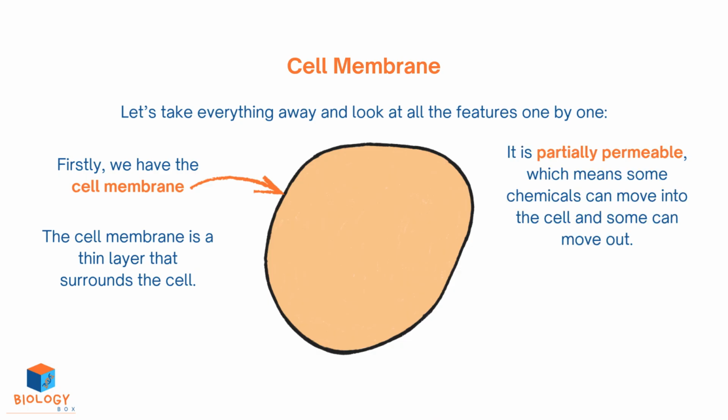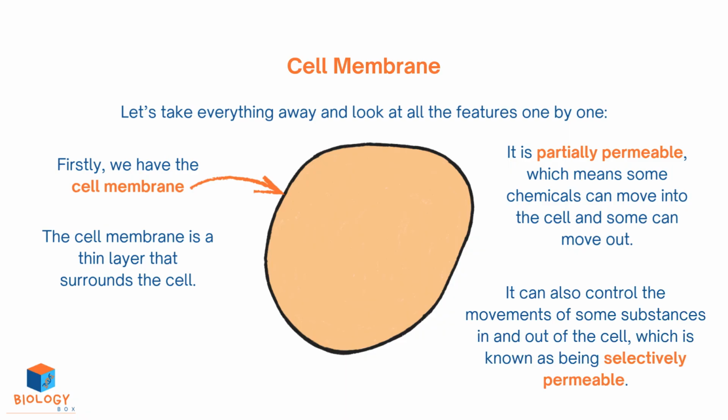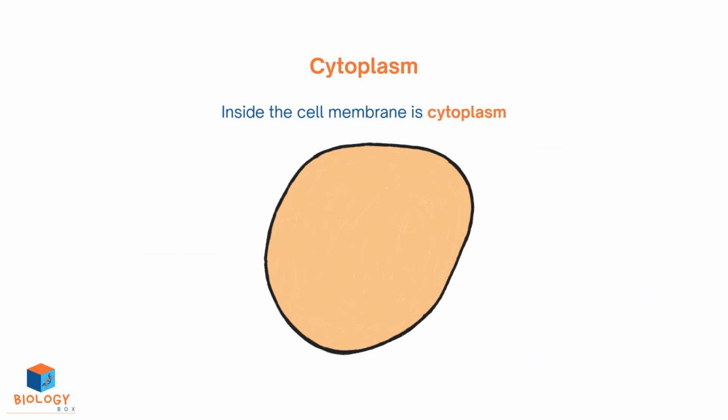It is partially permeable, which means some chemicals can move into the cell and some can move out. It can also control the movements of some substances in and out of the cell, which is known as being selectively permeable. Inside the cell membrane is cytoplasm.